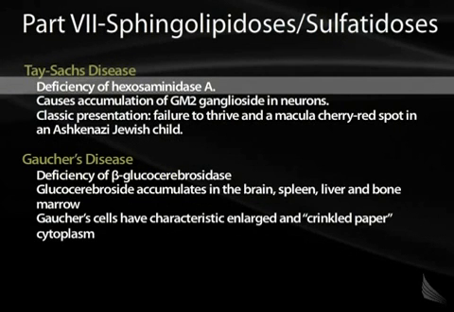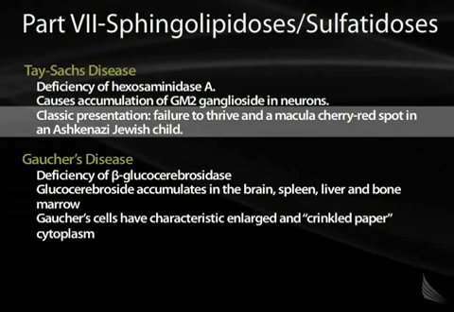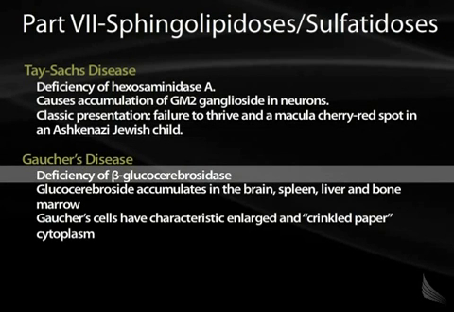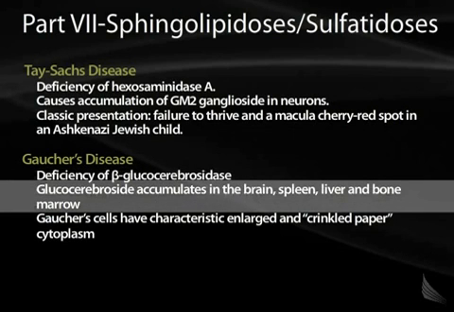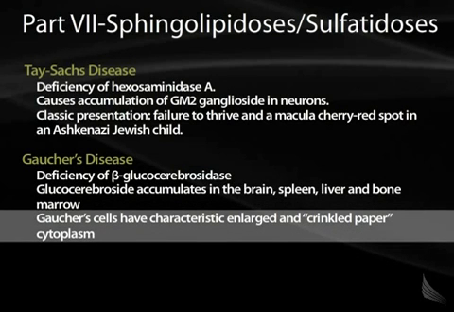Tay-Sachs disease is a deficiency in hexosaminidase A, which causes an accumulation of GM2 ganglioside in the neurons. Classic presentation for Tay-Sachs includes failure to thrive and a macular cherry red spot in an Ashkenazi Jewish child. So for Tay-Sachs, just think of the X. You have Tay-Sachs and hexosaminidase. For Gaucher's, this is a deficiency in beta-glucocerebrosidase. Glucocerebroside, as a result, accumulates in the brain, the spleen, the liver, and the bone marrow. This disease is typically diagnosed because of the cells. When you look at them under the microscope, they have very characteristic what they call crinkled paper cytoplasm.